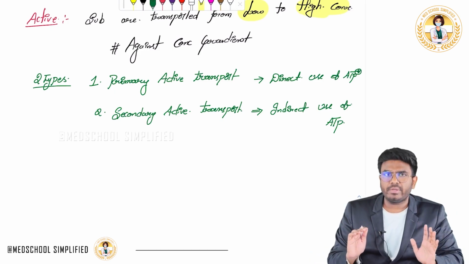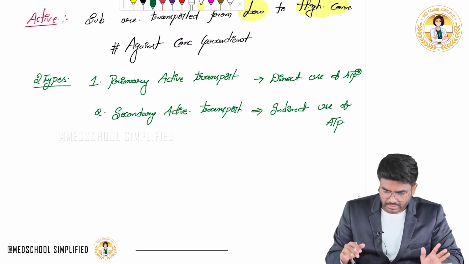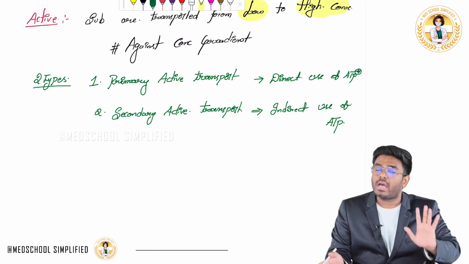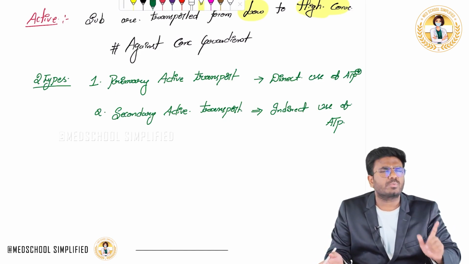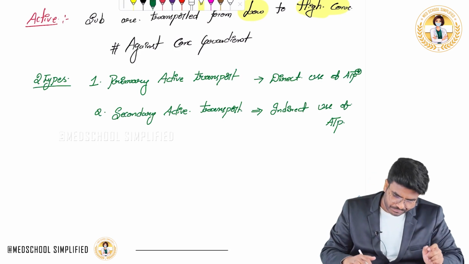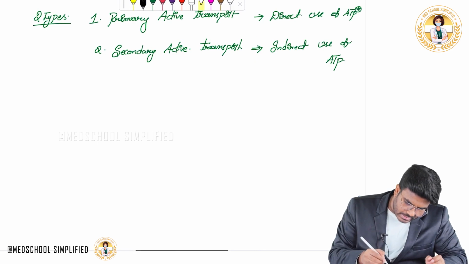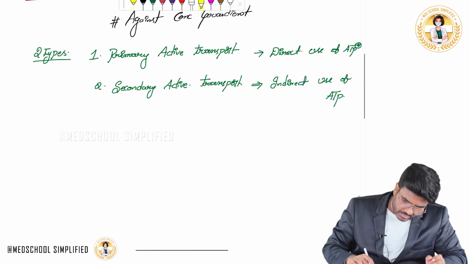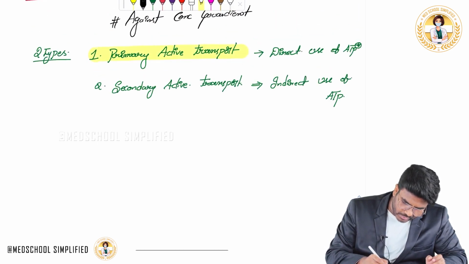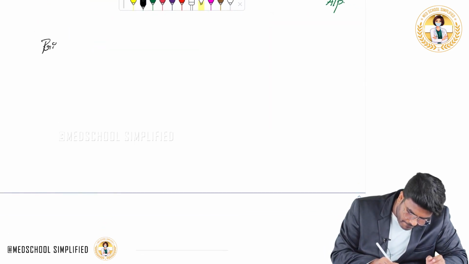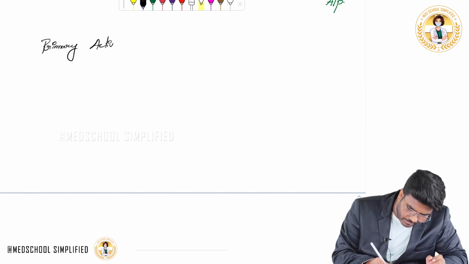I will explain in detail what is primary active transport and secondary active transport, but for now remember, primary active transport, direct use of energy, direct use of ATP. In secondary active transport there is indirect use of ATP. Now let's begin with primary active transport. What exactly is this primary active transport? First let me write here: primary active transport.